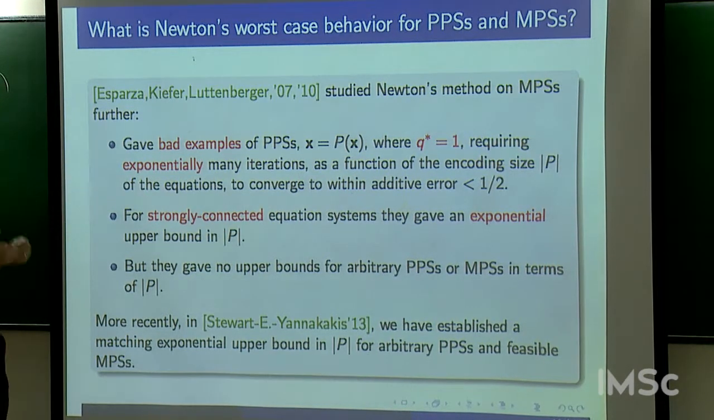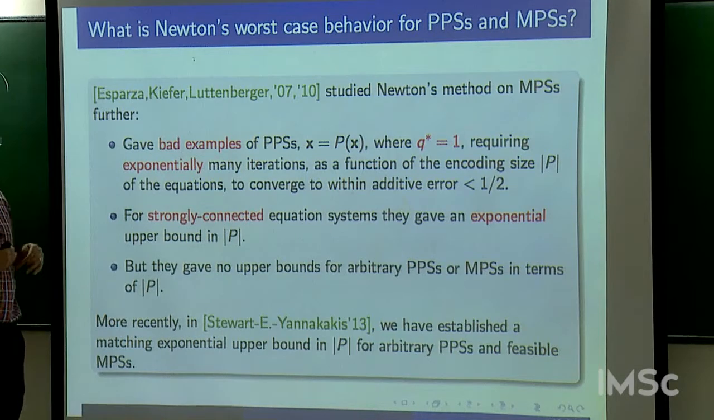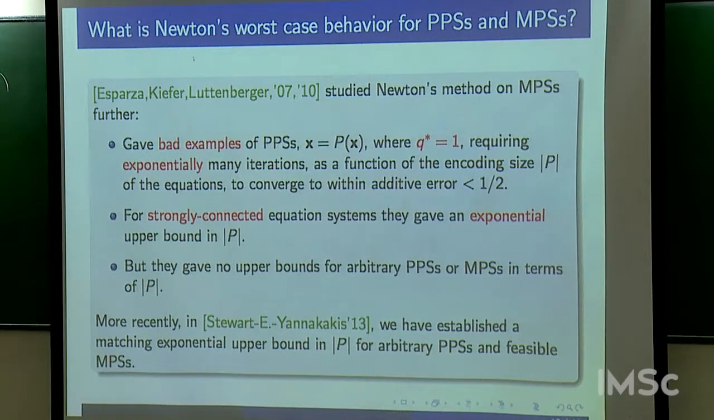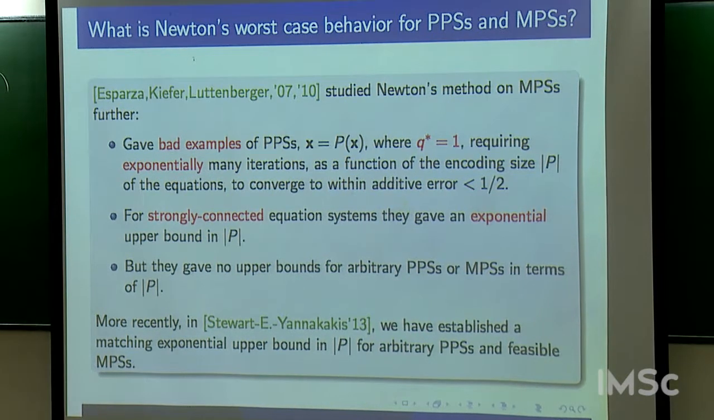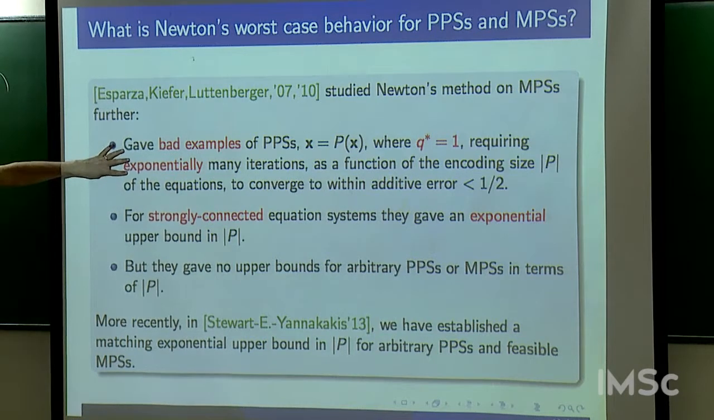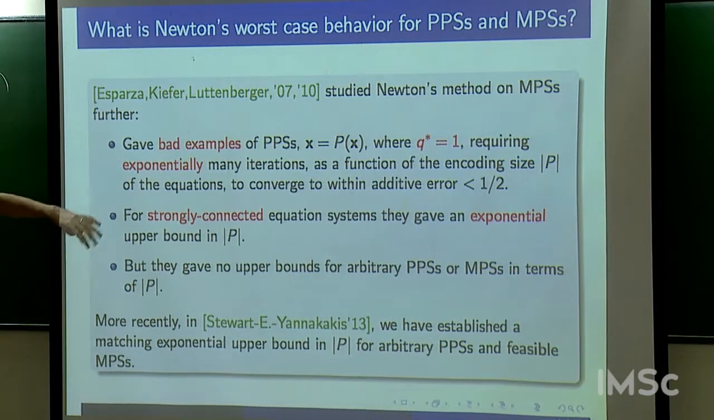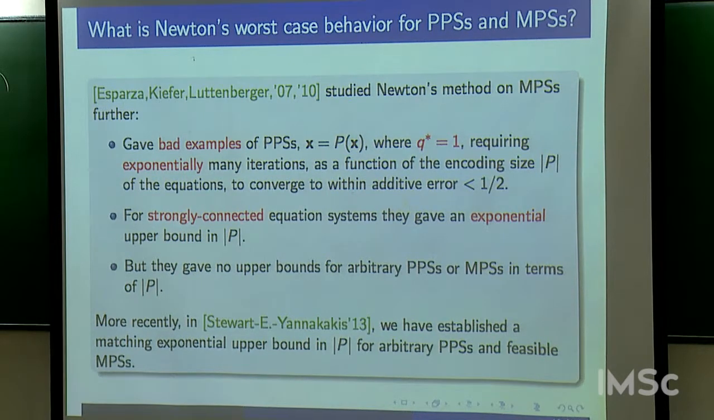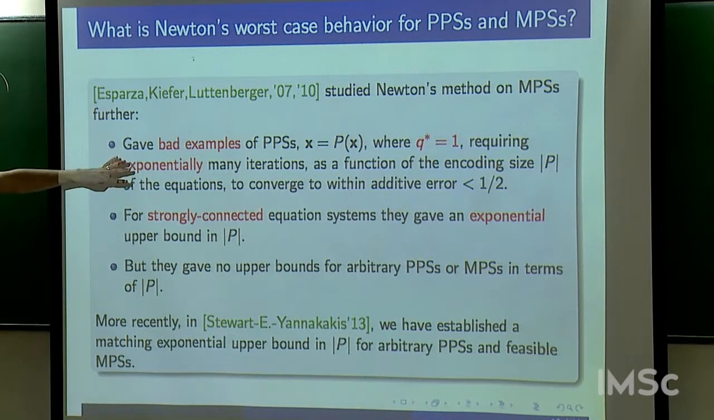Nevertheless, for the examples that they gave, they showed that exponentially many iterations of Newton's method are required even to get within just 1 bit of precision, in other words, to get above 1/2. Okay? So there are bad examples that show the worst case behavior of Newton already for probabilistic polynomial systems can be nasty. We're going to see how to circumvent this in a slide.